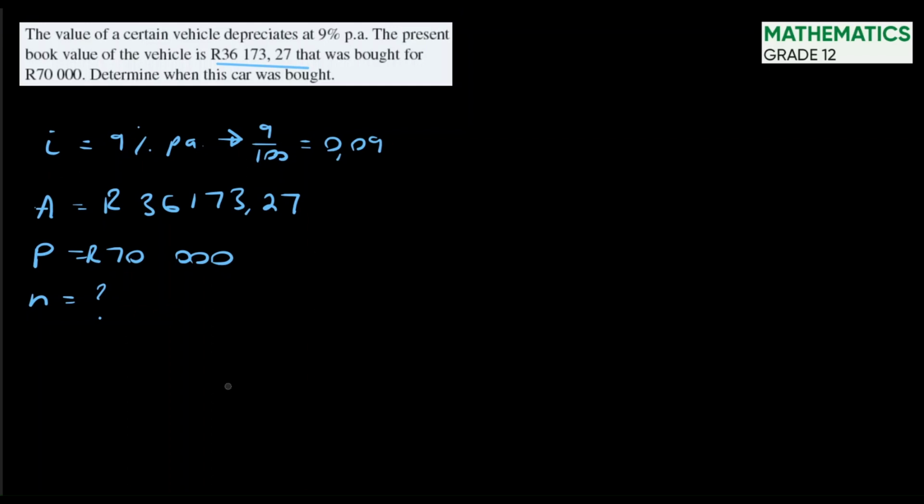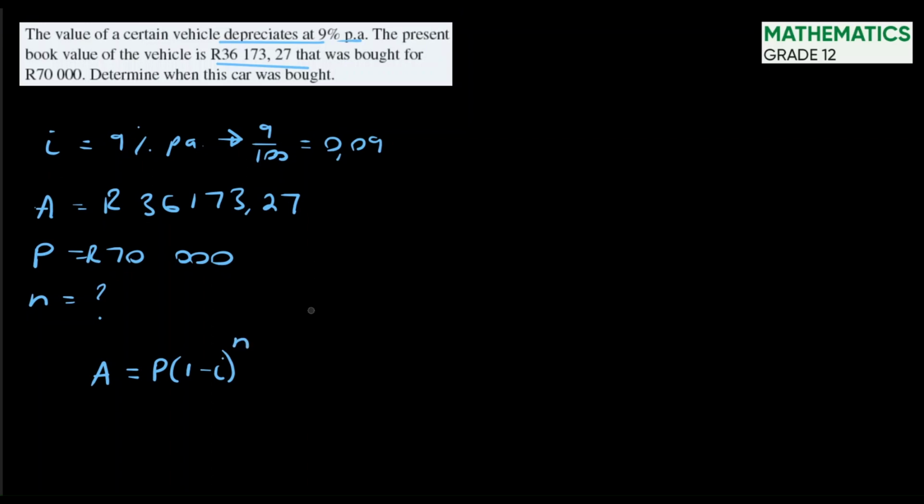So to simply calculate that, we need to use our depreciation formula. But which formula do we use? We're told that this depreciates per annum. So we're going to use our reduced balance method formula: A equals P times 1 minus i to the power of n.